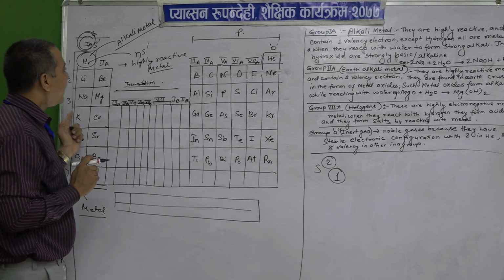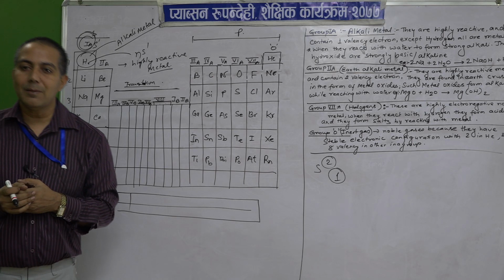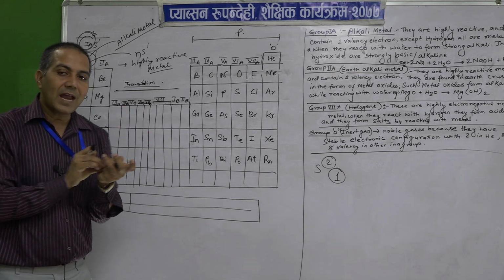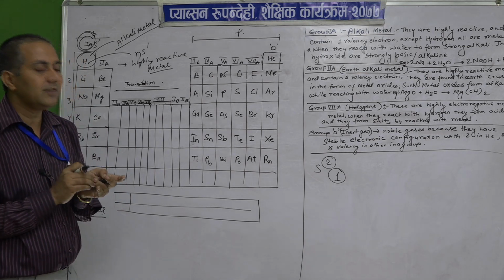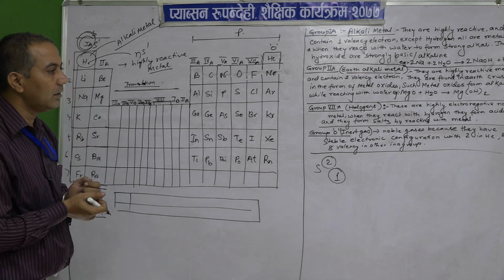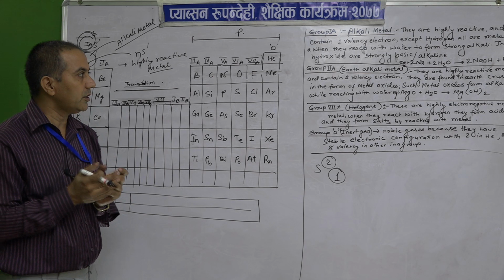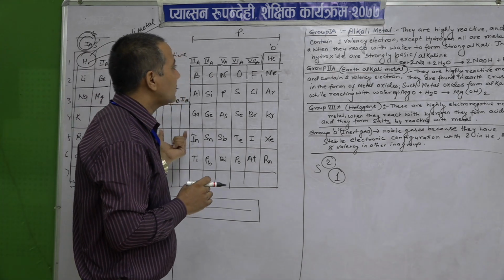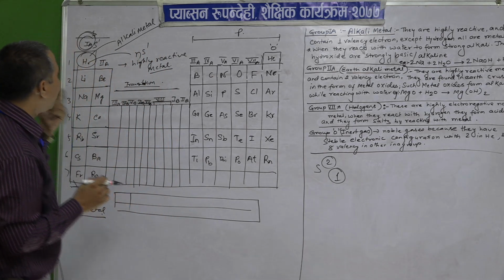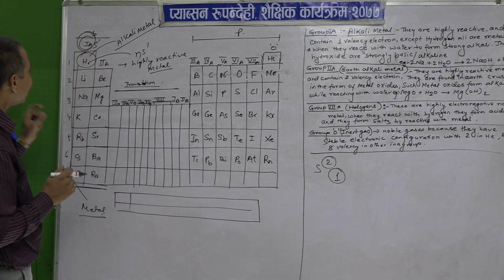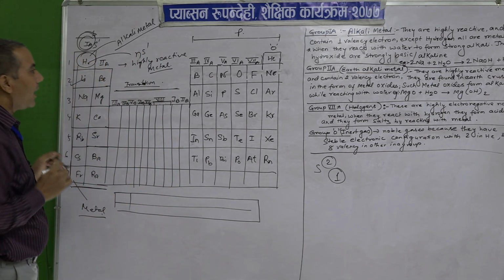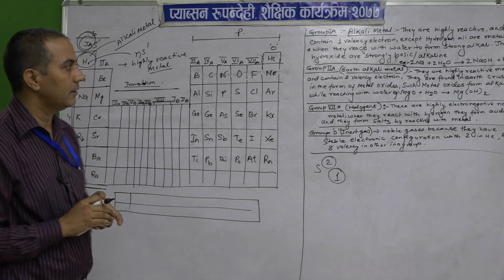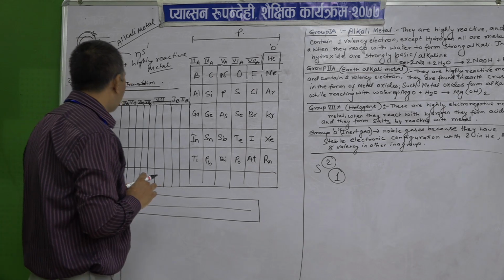Then why is it called alkali metal? The question arises: they are metals and have 1 valency, therefore are they called alkali metals? No, it is not. It is called alkali metal because when they react with water, they form a strong alkali. That means what?